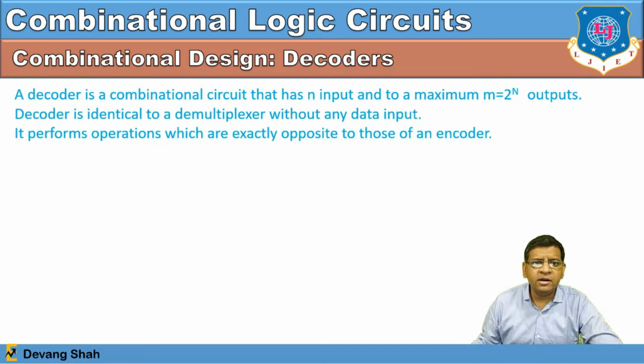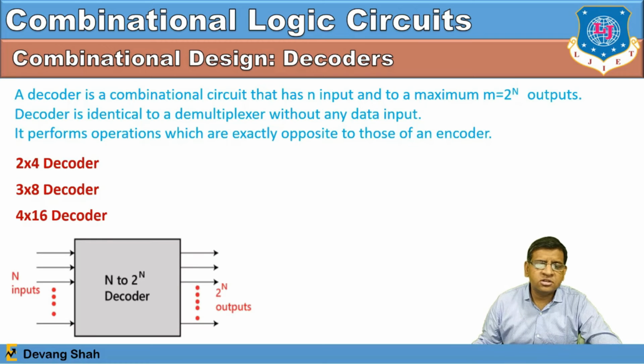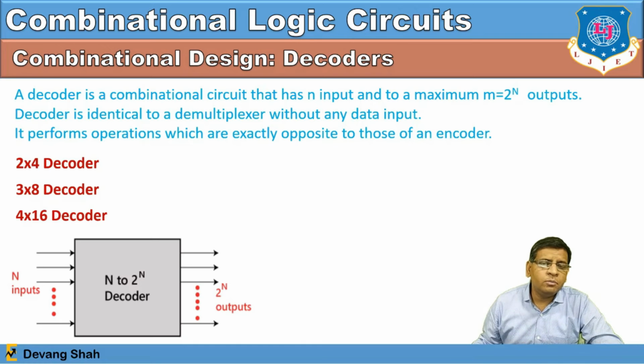So a decoder is identical to a demultiplexer without any data input. Of course we are not going much into the demultiplexer part, but you can always decode your input signal into some form of output signal. It performs the operation exactly opposite to the encoder. So here you can design a 2 cross 4 decoder, a 3 cross 8 decoder, likewise a 4 cross 16 decoder. So it's just an n to 2 raised to n decoder you are normally going to have. That means n number of digital inputs and 2 raised to n number of digital outputs.